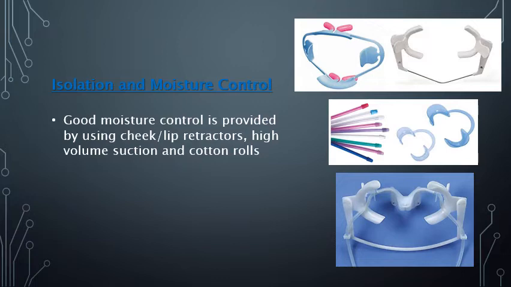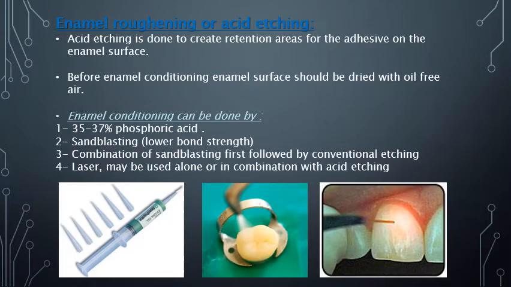Isolation and moisture control. Good moisture control is provided by using cheek or lip retractors, high volume suction and cotton roll. Enamel roughening or acid etching. Enamel conditioning can be done by 35 to 37% phosphoric acid, sandblasting, or a combination of sandblasting first followed by conventional etching, which can also be done by laser, may be used alone or in combination with acid etching.